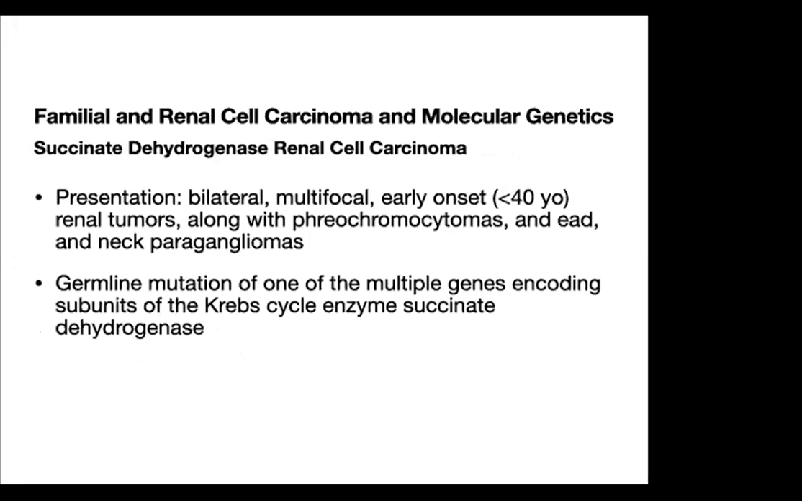Next is succinate dehydrogenase renal cell carcinoma. It presents with bilateral multifocal masses and early onset, less than 40 years old, along with pheochromocytomas and head and neck paragangliomas. This occurs with germline mutations in one of the multiple genes encoding the subunits of the Krebs cycle enzyme succinate dehydrogenase.